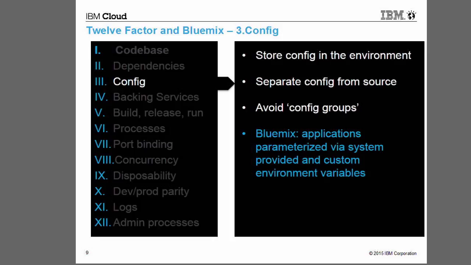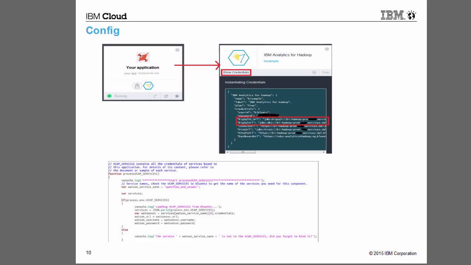So what Bluemix provides you with is applications that can be parameterized via system and custom environment variables called VCAP services, and all the environment variables can be stored in those services, not in the application itself. So the next slide talks about a sample of how the VCAP services are shown, and a code that gives you an example of how they can be called when an application is bound to a database, or when an application is bound to an Hadoop instance in this case, if you're looking at the screen.